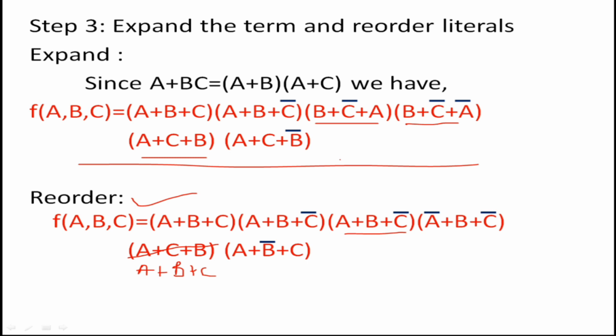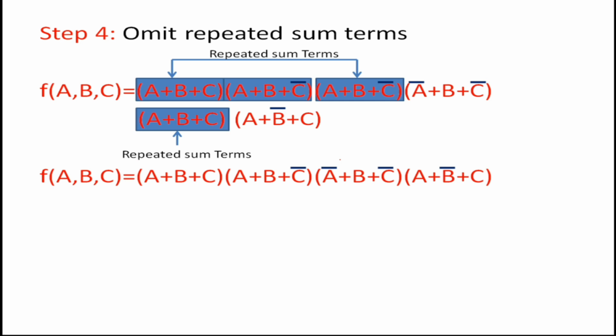Hope you have understood it. These steps are similar to what we have done and understood for the sum of products form expression. Next is again omitting the repeated sum terms. Here we can see A plus B plus C, A plus B plus C bar, A plus B plus C bar, and A plus B plus C. So the sum terms represented in blue boxes are the repeated sum terms, which we can omit.